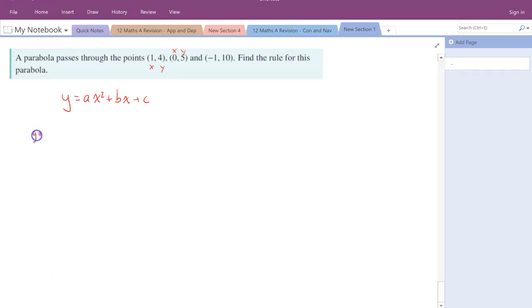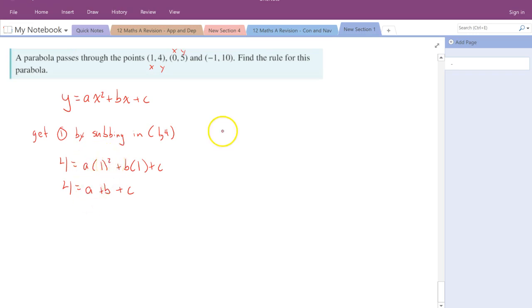We're going to get equation 1 by substituting in 1 comma 4. So y is 4, so we'll have 4 equals a times 1 squared plus b times 1 plus c. So 4 equals a plus b plus c. You guys can see that. 1 squared is 1, 1 times a is a.